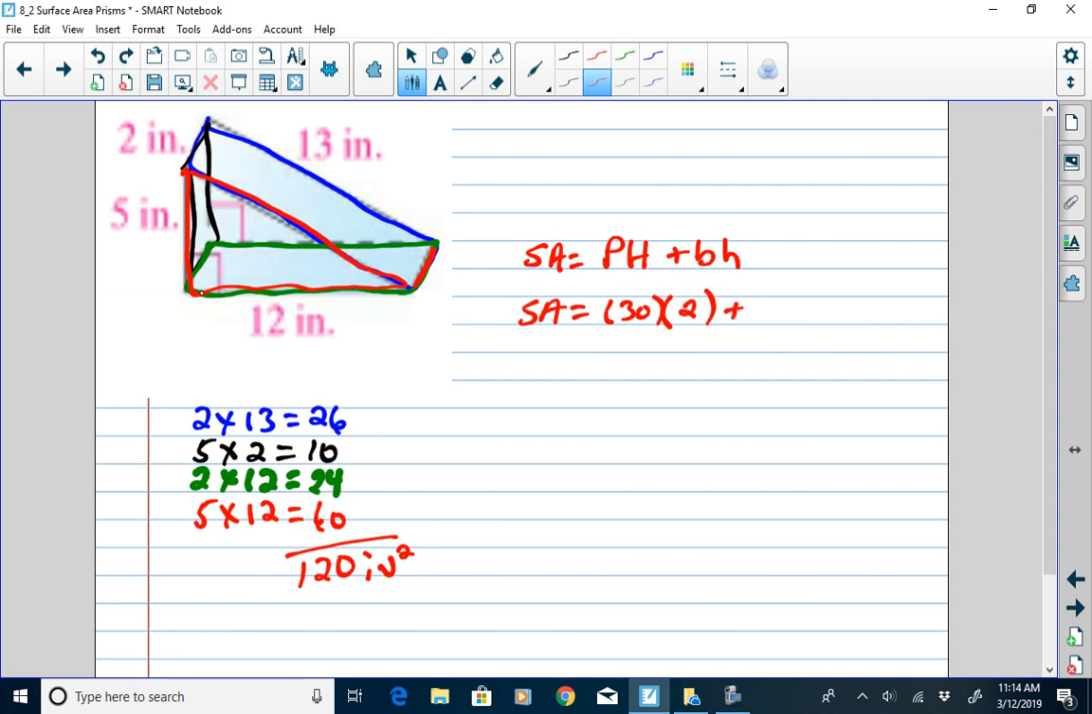Plus the base and the height of the triangle, it's going to be these two segments here. That's 5 by 12. 30 times 2 is 60. 5 times 12 is 60. 60 and 60 is 120 square inches. So we see we get the same surface area using formulas or decomposing your triangles.